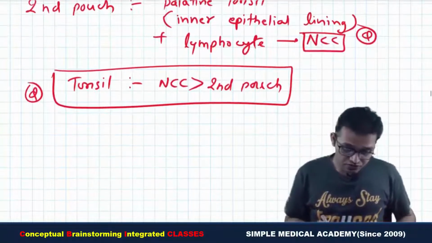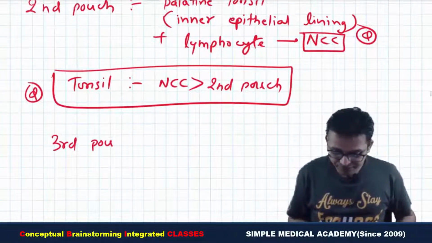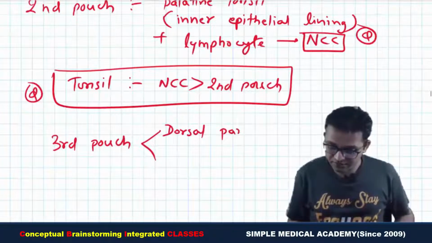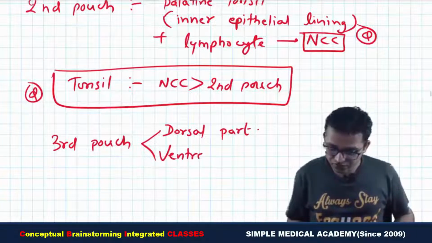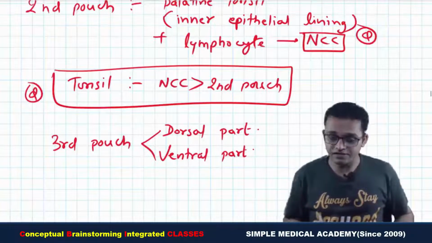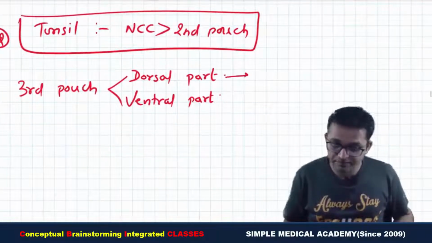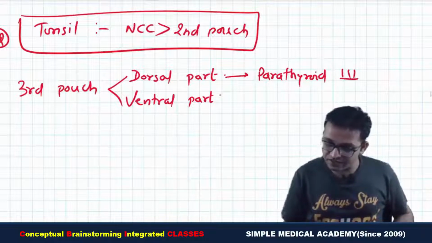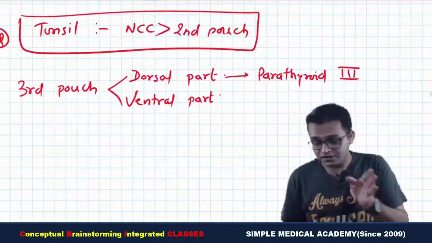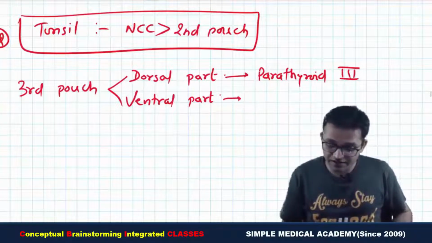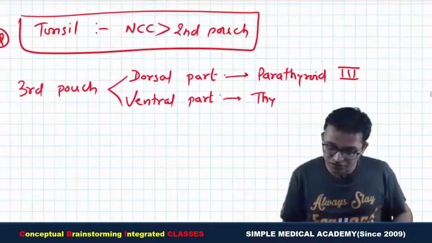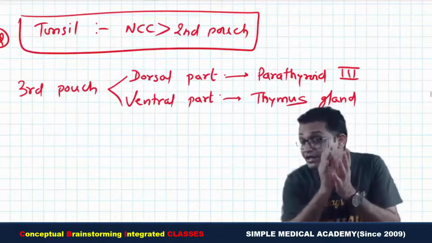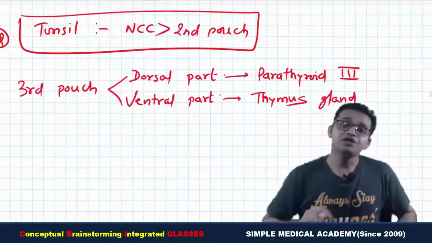Okay, so now the third pouch. We are talking about the third pouch. It develops into two parts: the dorsal part and another, the ventral part. Yes, see here, the dorsal part makes the parathyroid 3, because it is developing from the third pouch, that's why parathyroid 3, while the ventral part makes the immune system part, that is the thymus gland. Again, the connective tissue of all these structures comes from the neural crest cells.